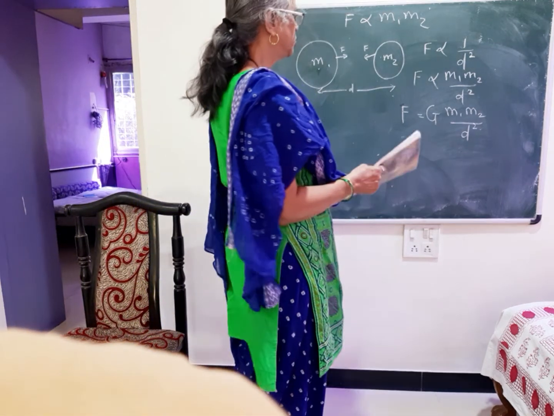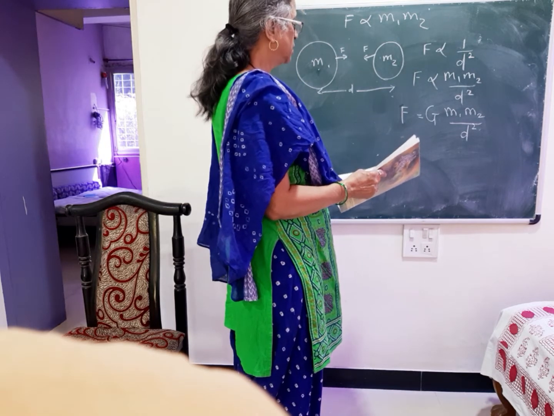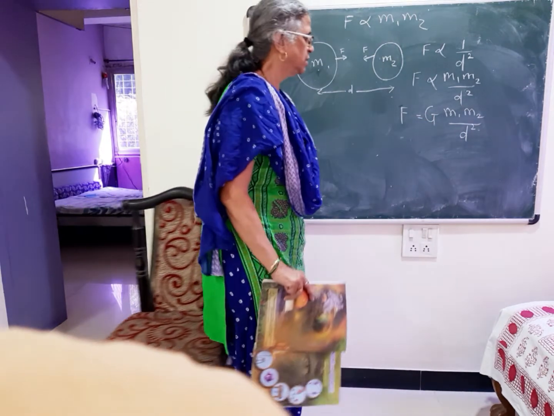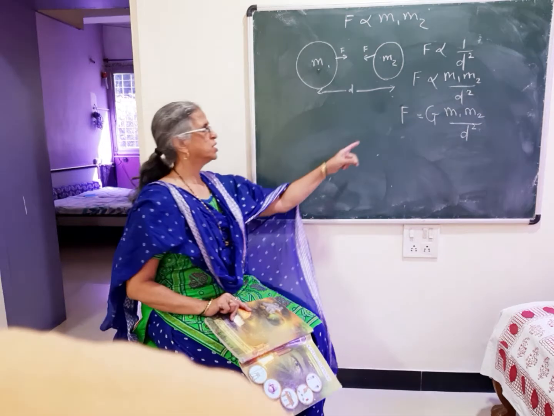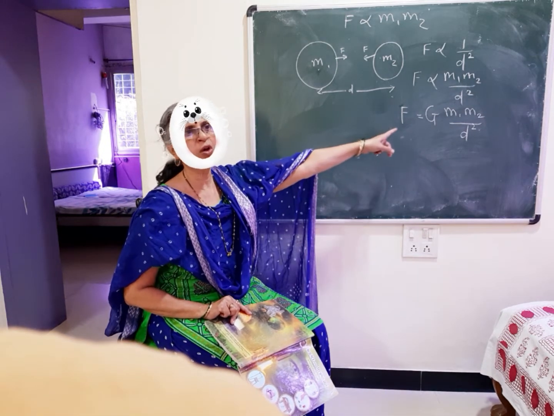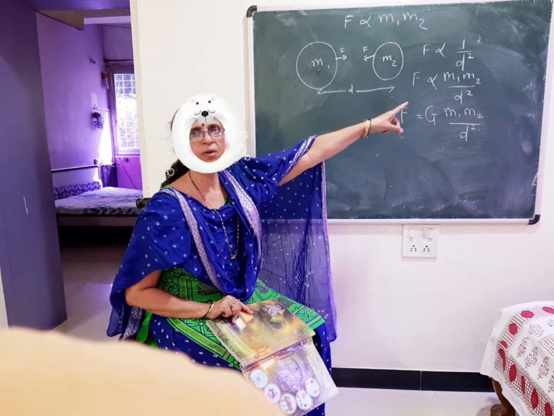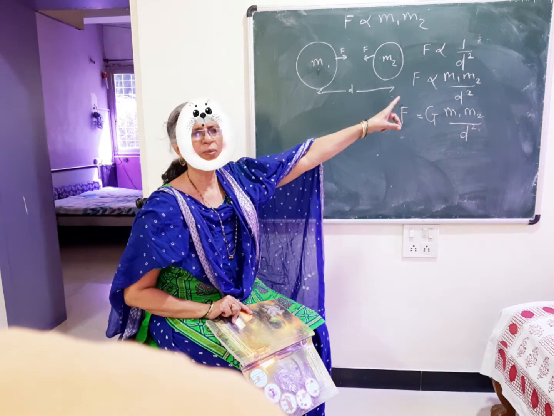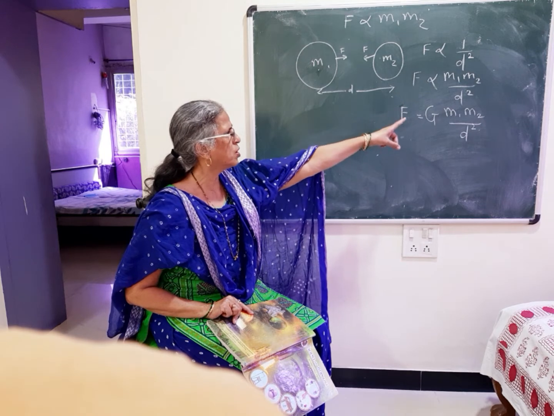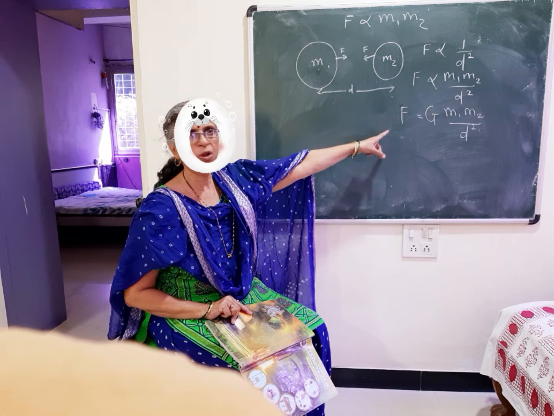F is equal to G m1 m2 upon d square. Now here if we make the change, that is if we make the mass of any one of the objects double, then what will be the effect on force? The force will also double, because here force is directly proportional to the product of masses. Therefore, when m1 or m2, any one of the two masses, is doubled, then this force will also double.